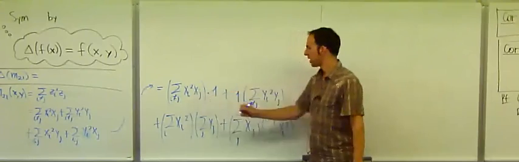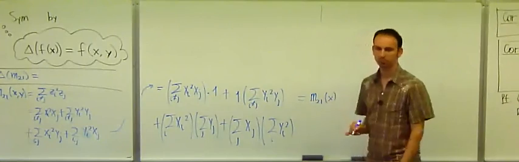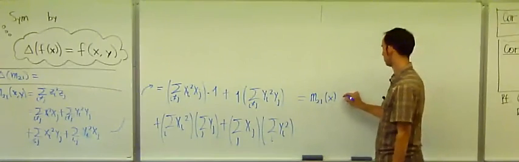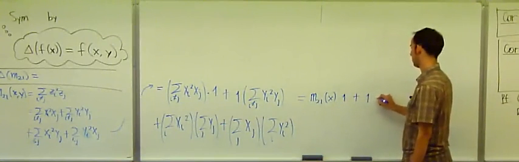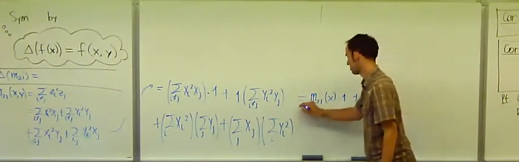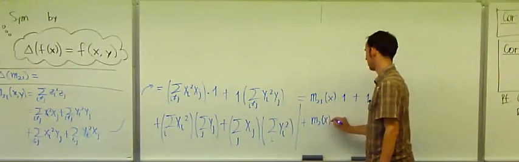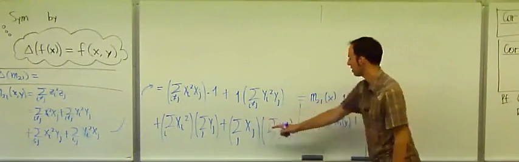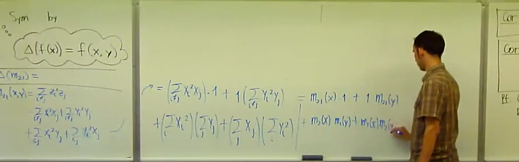So this expression right here is m21 in the x's, right? Times 1 in the y's. Plus 1 in the x's times m21 in the y's. Plus m2 in the x's times m1 in the y's. Plus m1 in the x's times m2 in the y's. Okay?